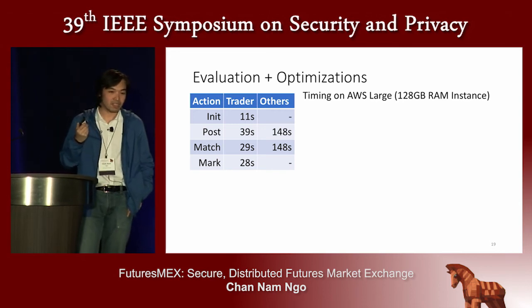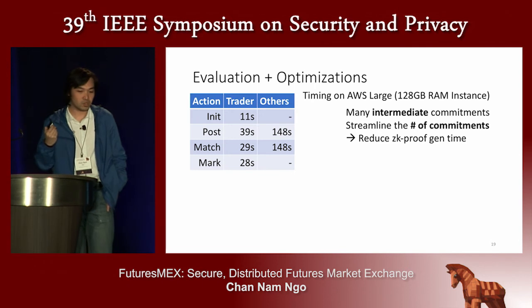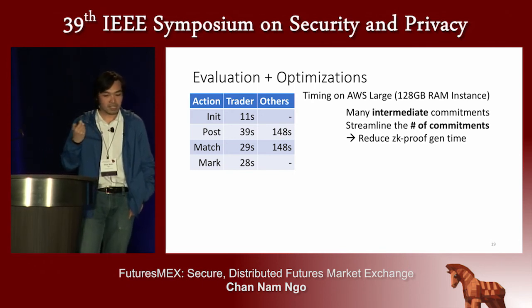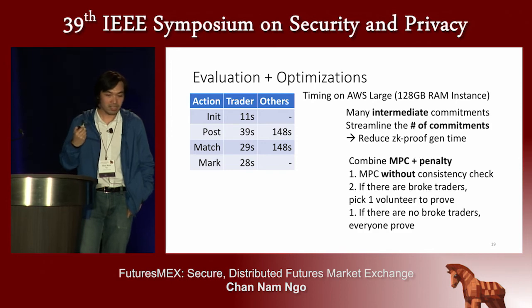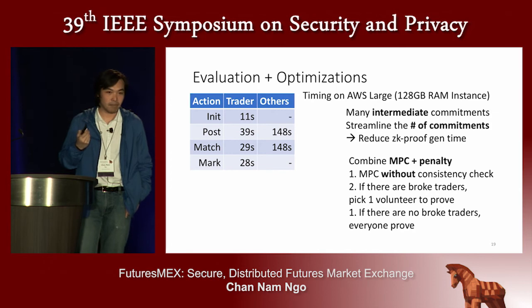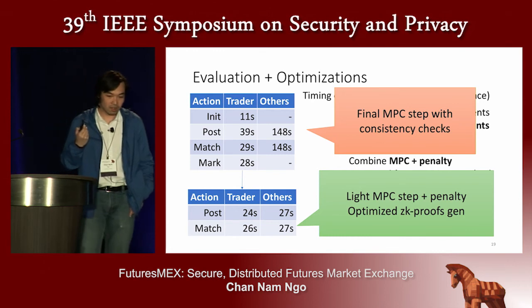We obtained pretty bad performance in our direct implementation, so we need to proceed with several optimizations. The first is that we streamline the number of commitments to reduce the zero-knowledge proof generation time. Second, we replace the heavy MPC with consistency check for the commitment with a lighter MPC using the penalty strategy. With this, we obtain a much better result.